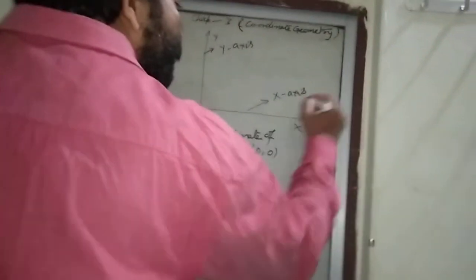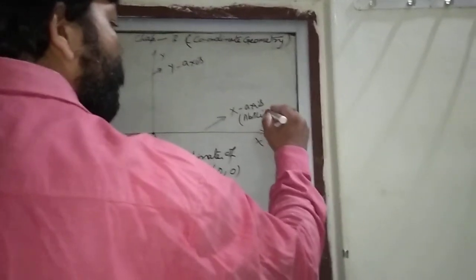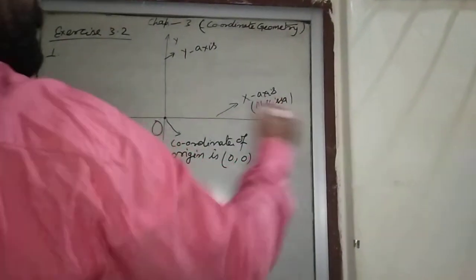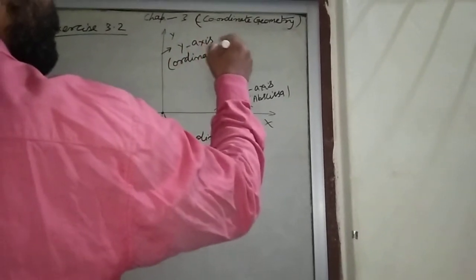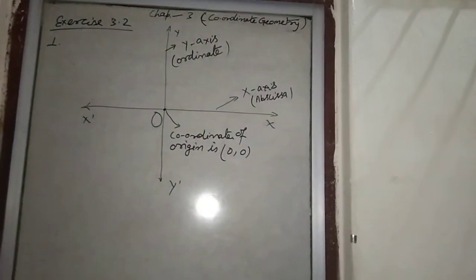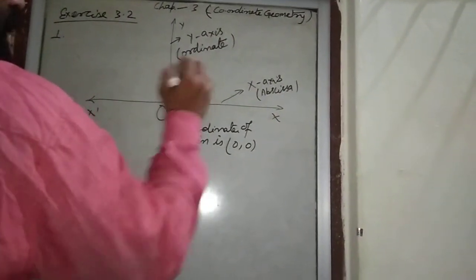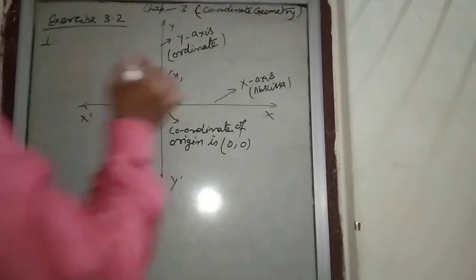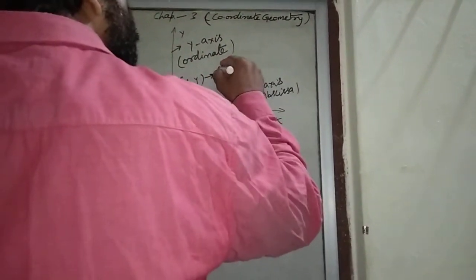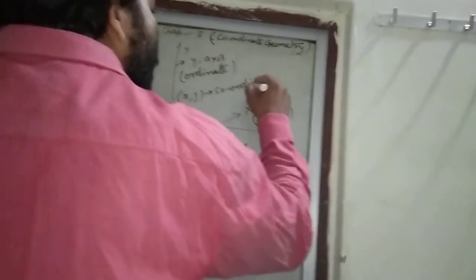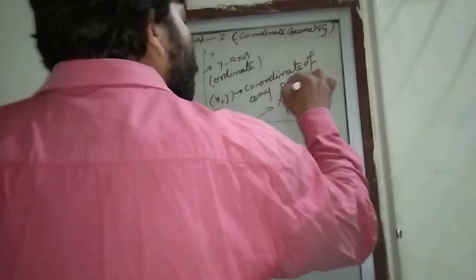Also, what is the name of the x-axis value? Abscissa. And the name of the y-axis value? Ordinate. When we write the value of the abscissa and then the value of y after a comma, this represents the coordinate of any point.